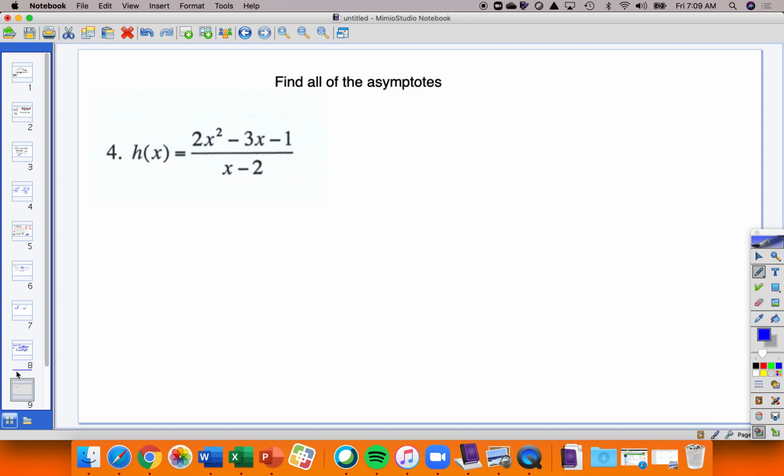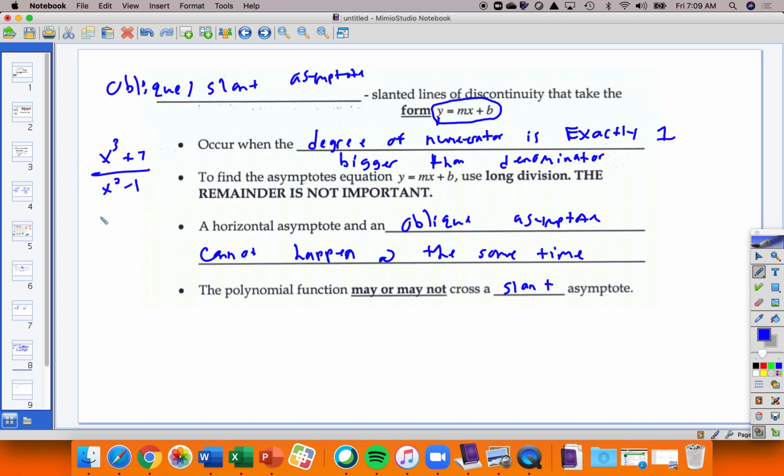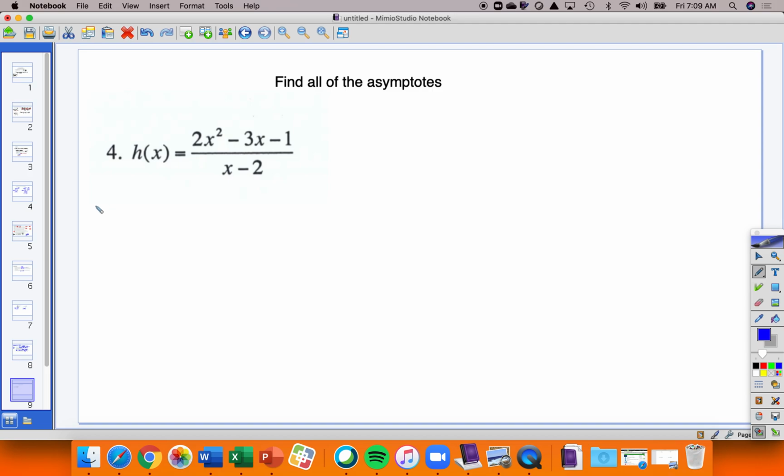It says find all of the asymptotes here. All of them. The easiest ones are vertical, so let's start with vertical. VA, vertical asymptote. That's when I set my denominator equal to 0, and I end up with just x equals 2. Check. Horizontal asymptotes: according to my rule, the degree of my numerator is bigger than the degree of my denominator, so there are no horizontal asymptotes.